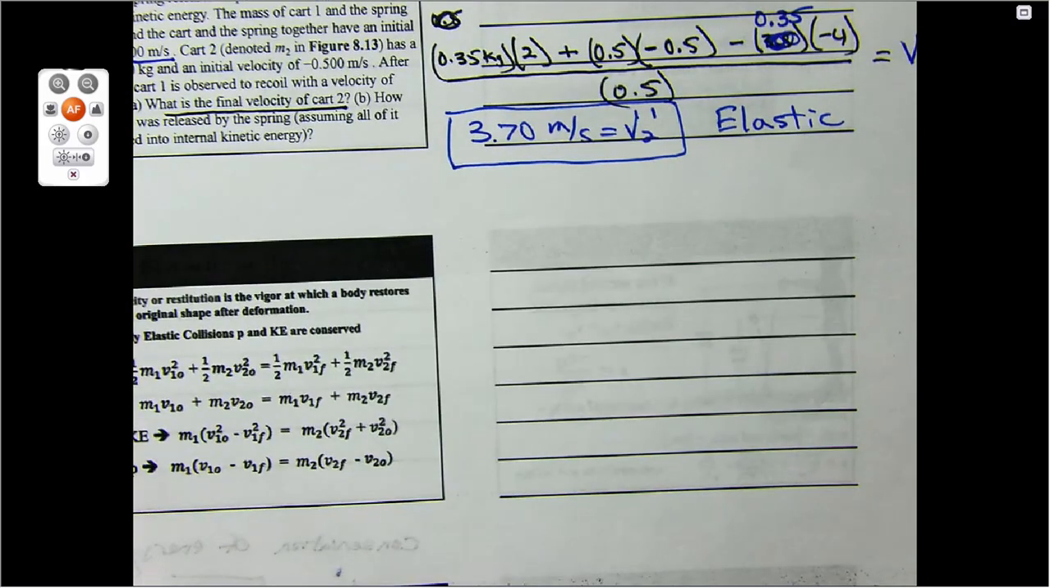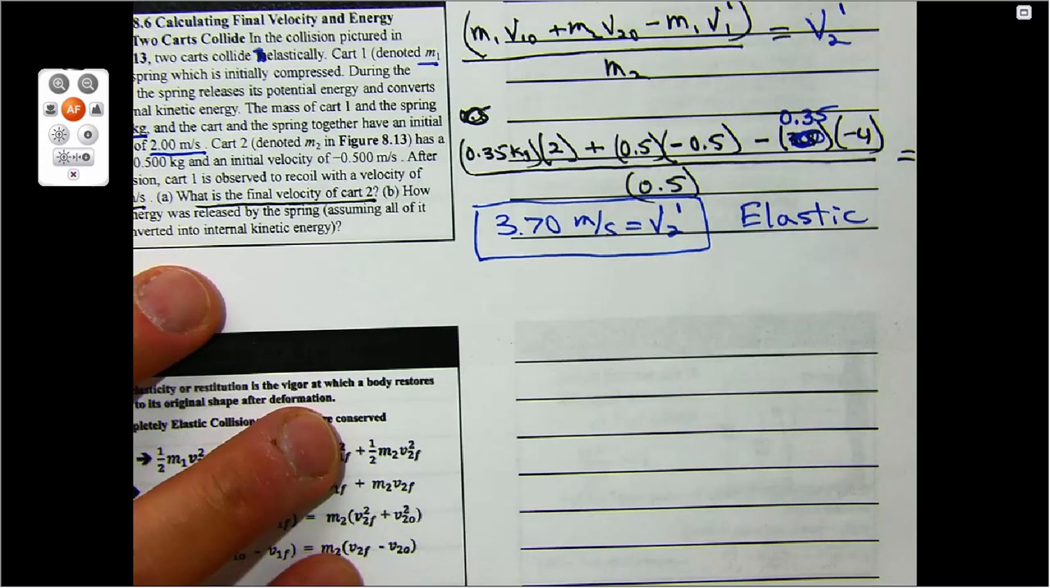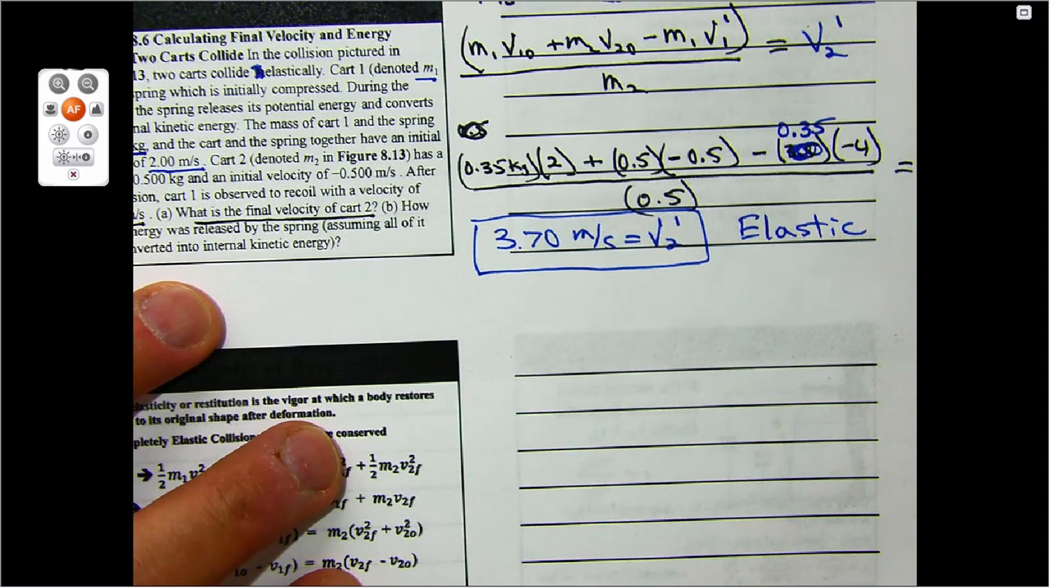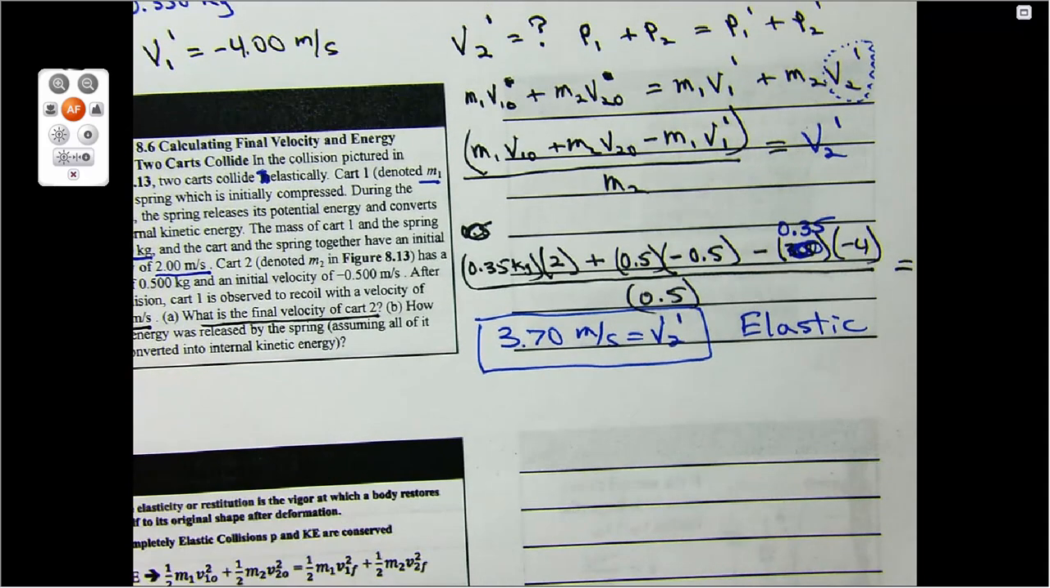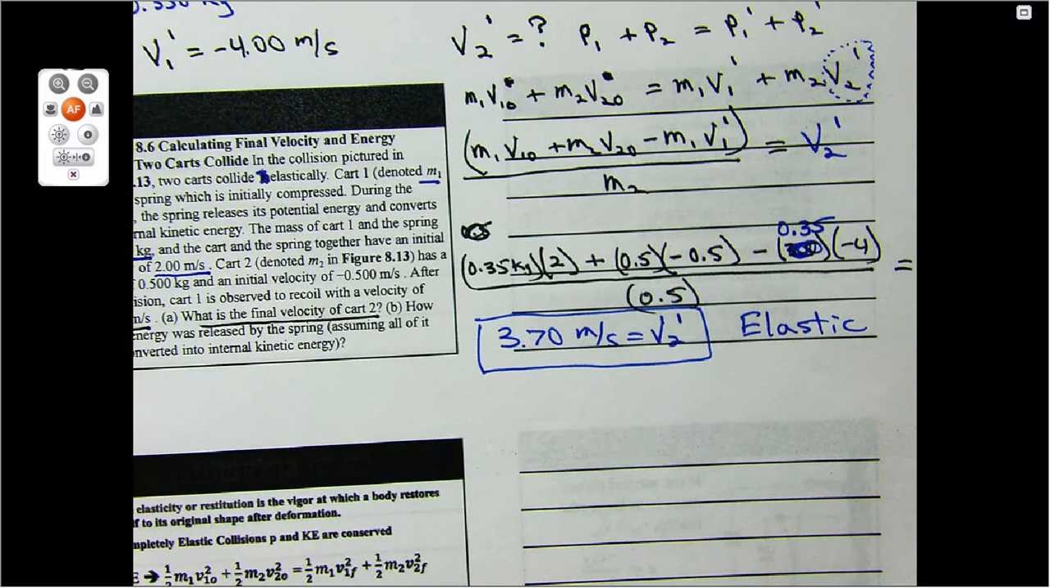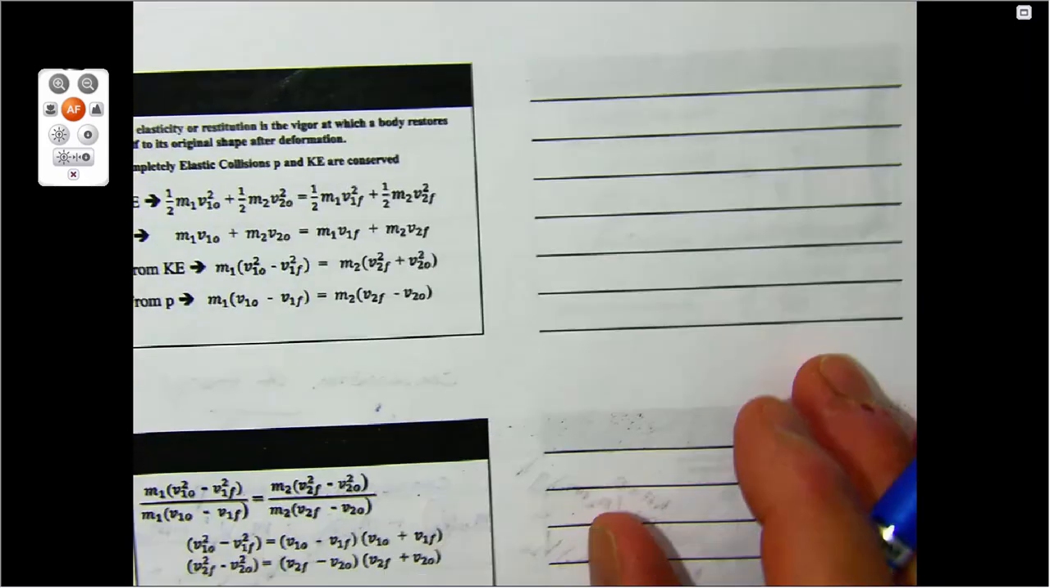Okay, now, how much energy was released by the spring, assuming all of it was converted into internal kinetic energy? So, oh, the spring was compressed when they hit. We'll just skip that. Oh, we can figure it out. We'll figure it out quick.